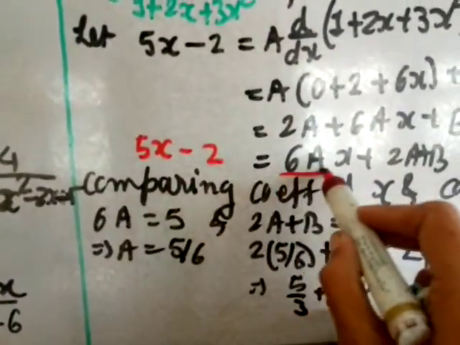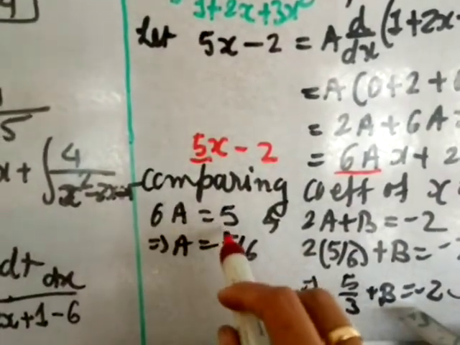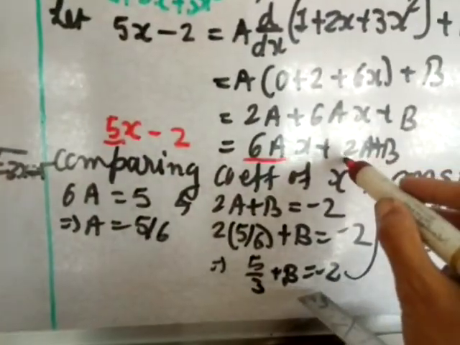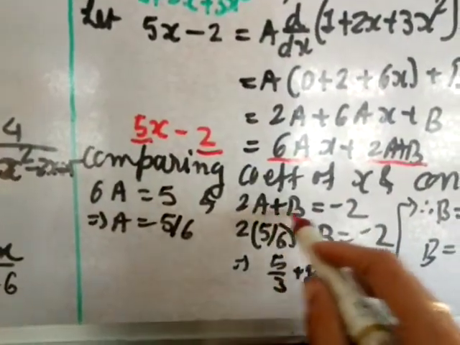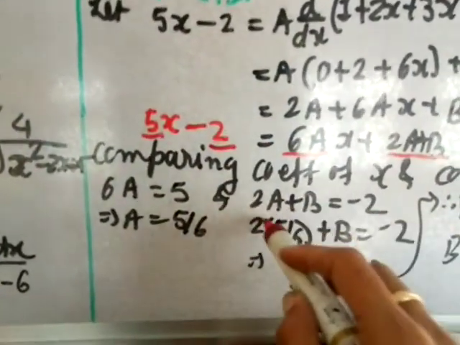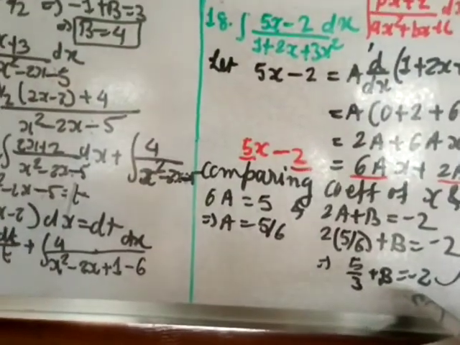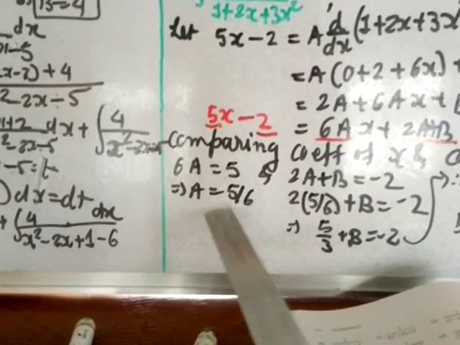So I will compare the coefficient of x and the constant term. Here the x coefficient on this side is 6A and on this side is 5, so 6A equals 5. And on this side the constant terms are 2A plus B and here it is minus 2, so you have to consider the minus sign. So 2A plus B equals minus 2. So I have to solve for A and B. Directly you get, transferring 6, A is equal to 5 by 6.